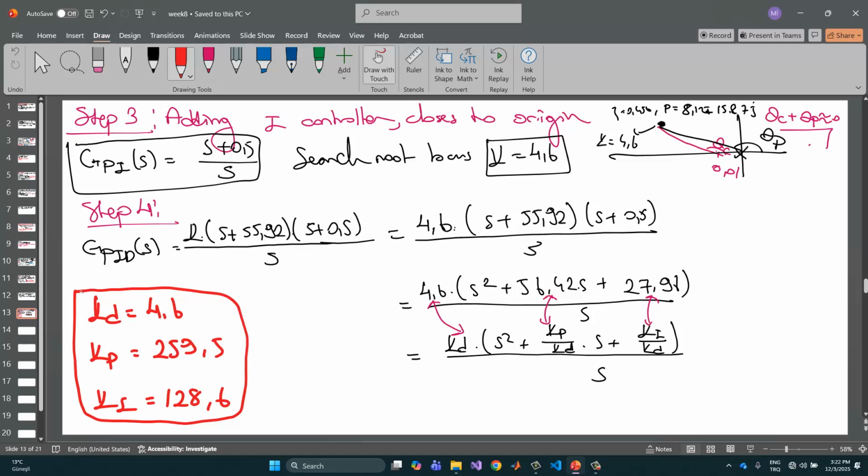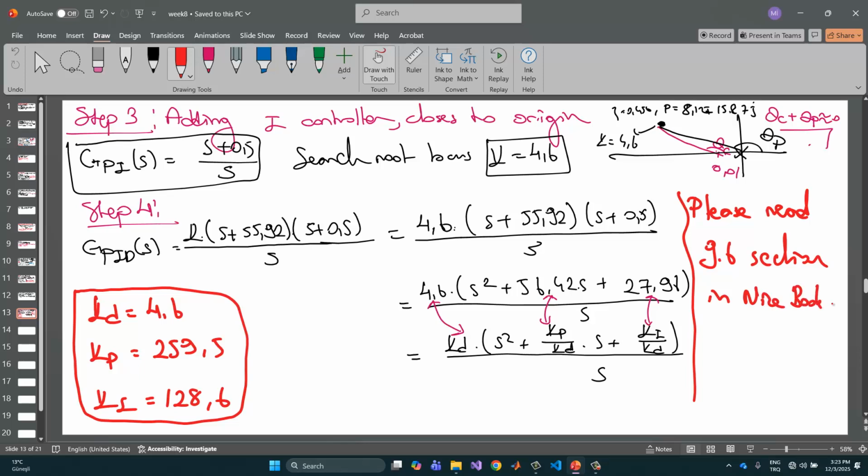Okay. Please read section 9.6 in Nise. Okay? For enhancing your information. Okay? Any question?